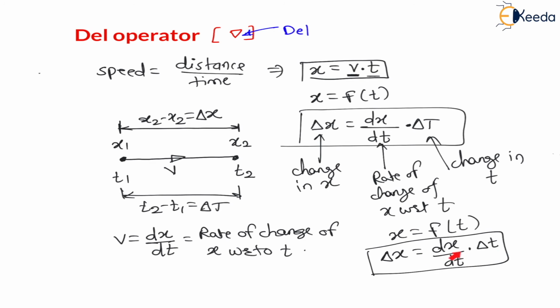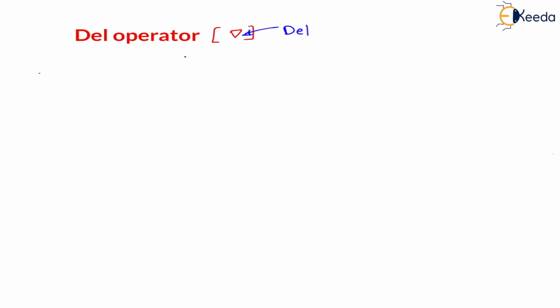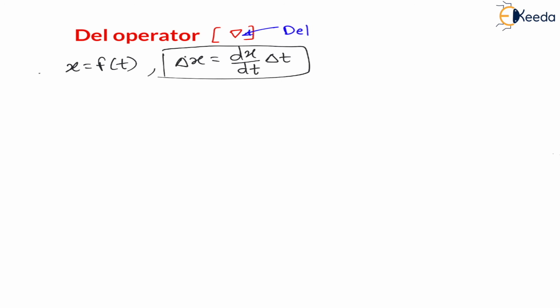This is mathematics, my dear students. Here, as we have seen, x is a function of only time, so change in x is equal to rate of change of x with respect to time into change in time. But what happens if a quantity is a function of three components? Let us say temperature is a function of x, y, z. Let us first understand the similar thing if temperature is a function of only x. Temperature I will represent with T.